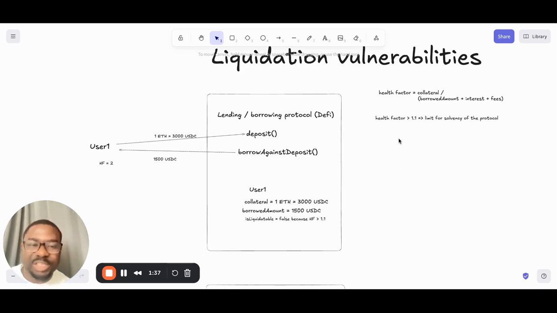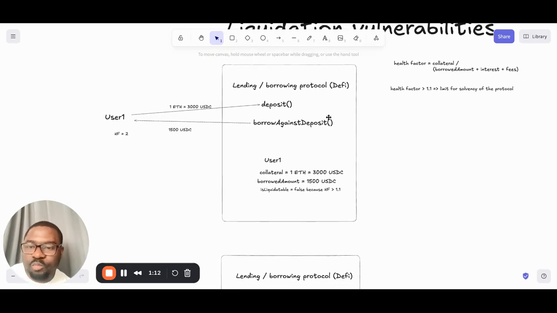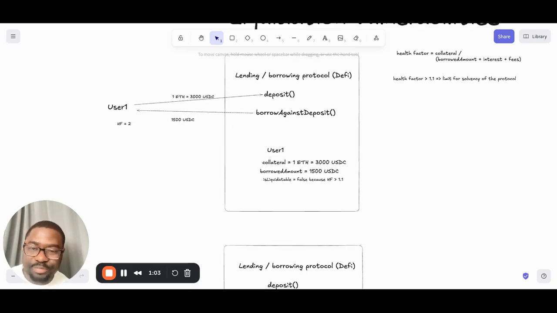Generally, the health factor would always be required to be more than one. So the invariant will be that the health factor of a user must always be more than 1.1. This is just to ensure that your protocol remains solvent. All right. So now, after doing this, you deposit 3,000 USDC worth of collateral, you borrow 1,500 USDC. The health factor will be 3,000 divided by 1,500, and it's 2.